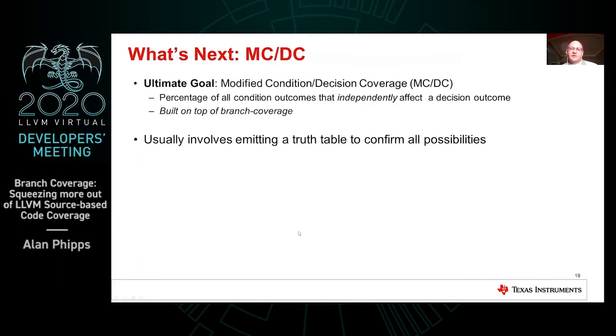So the ultimate goal here is to implement modified condition decision coverage, or MCDC. This is kind of the next level layer of code coverage built on top of branch coverage. And this usually involves emitting a truth table to confirm all possibilities of conditions to ensure that each condition independently affects the ultimate control flow decision.